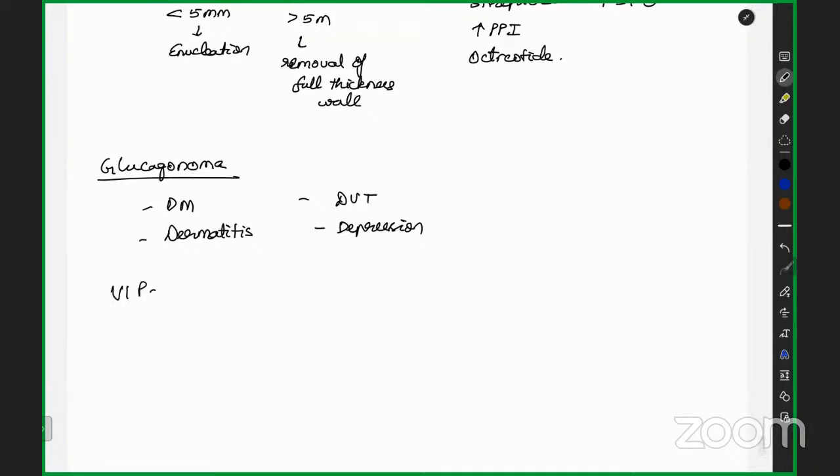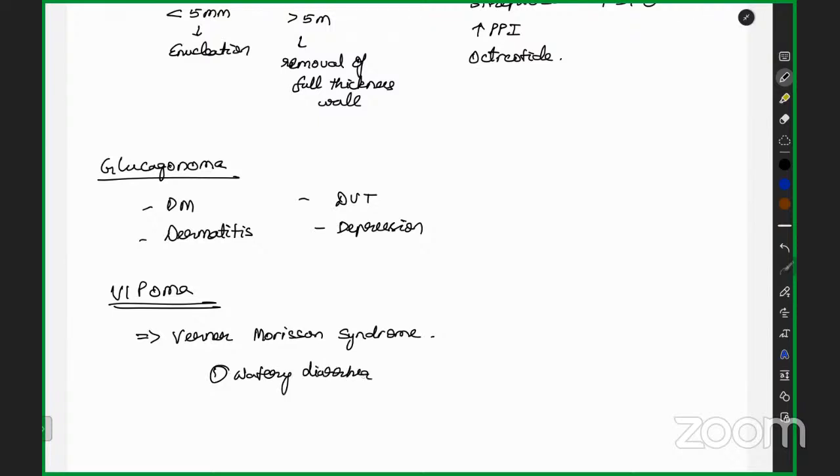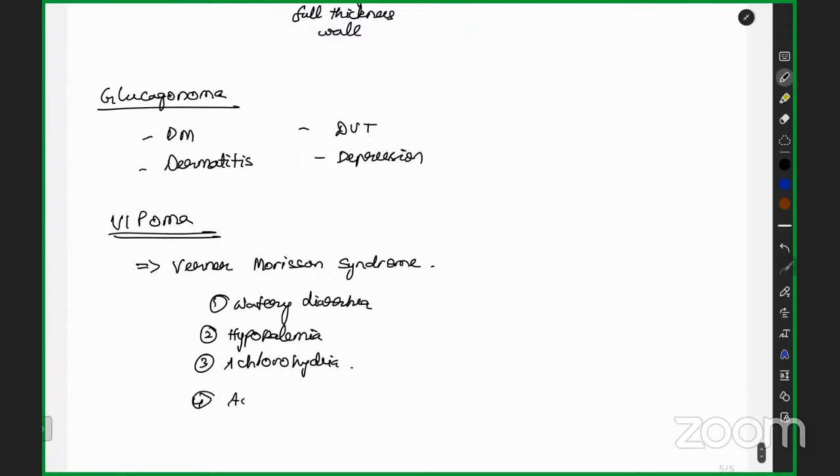Next is VIPoma. What is VIPoma? Vasoactive intestinal peptide-noma. This gives rise to Verner-Morrison syndrome. What are the features of Verner-Morrison syndrome? You're going to have watery diarrhea. Hypokalemia is going to be there. The third one is achlorhydria. And the fourth one is acidosis. So this is what I want you all to remember.